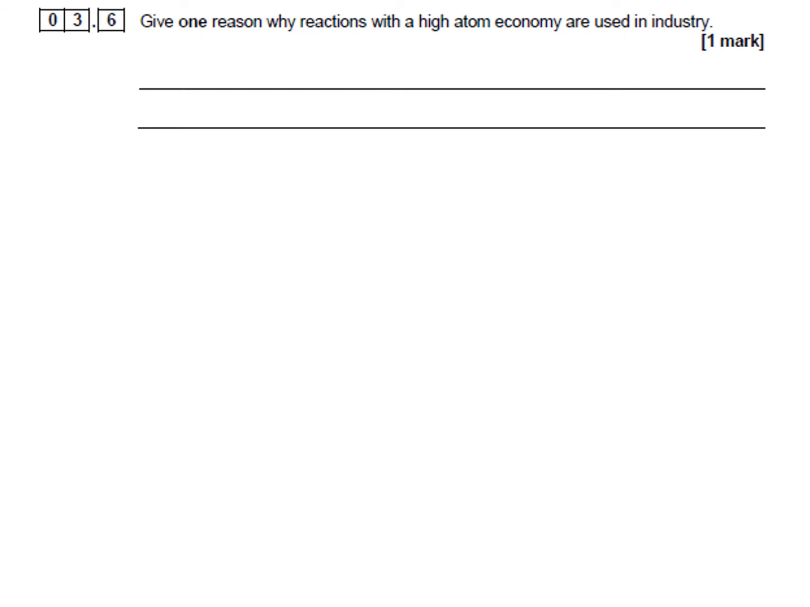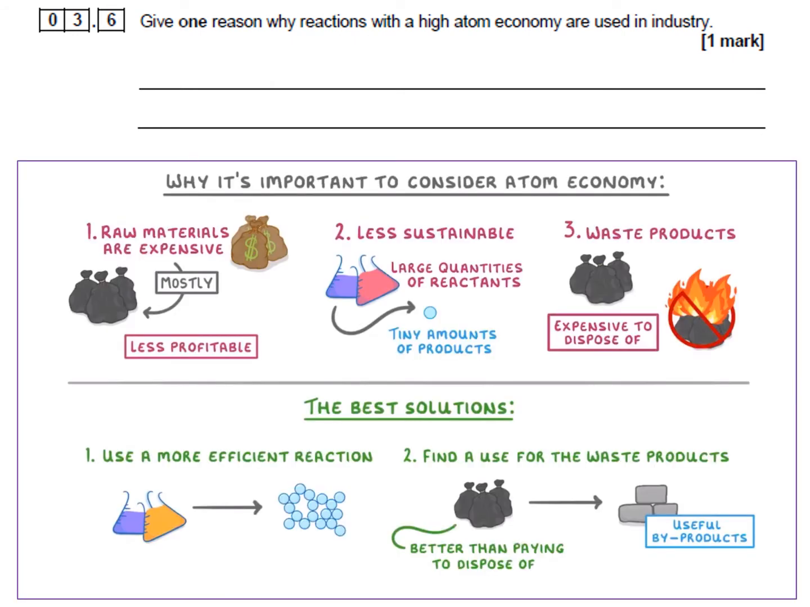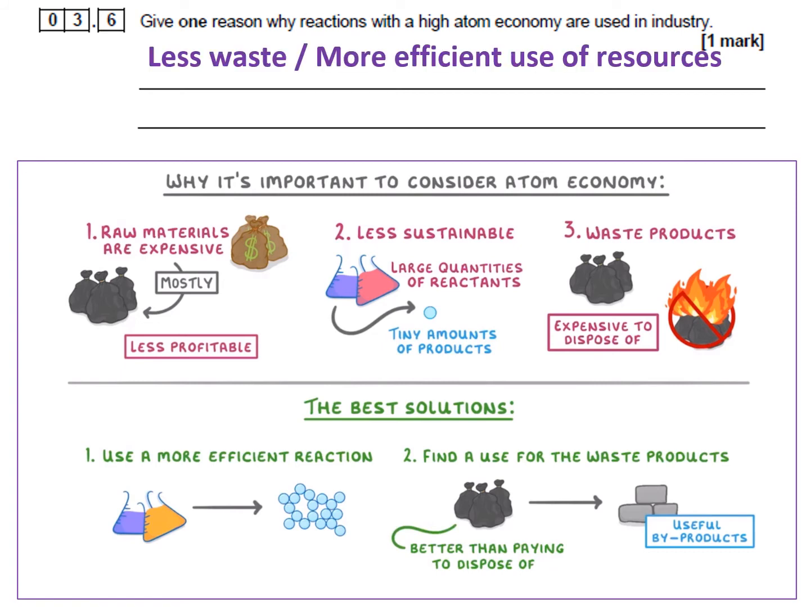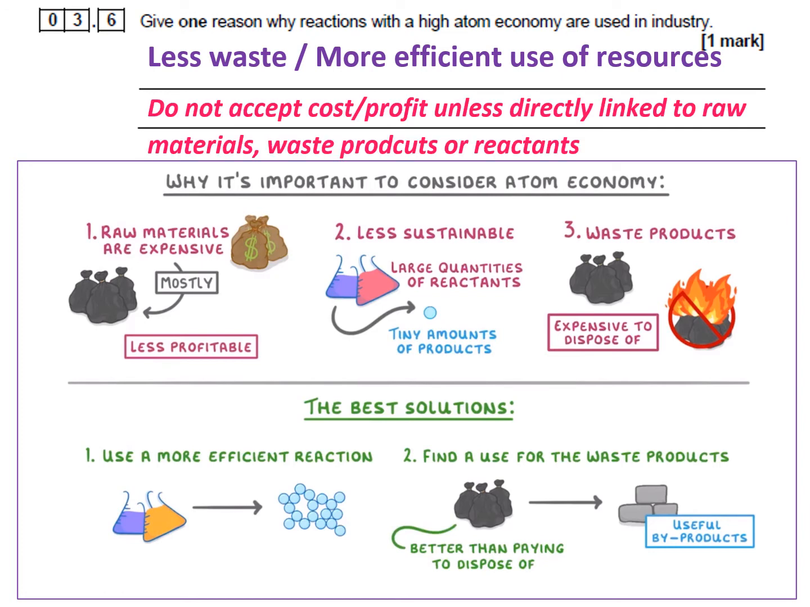And finally, why is it a good idea to have high atom economy in terms of our industrial processes? Well, we've got to think about making best use of our raw materials, and producing less waste, so more efficient use of our resources. We've got to link any concept of cost. I've said to you before, don't talk about cost unless you quantify it, link it to something, so link it to the raw materials or the waste products of our substance.